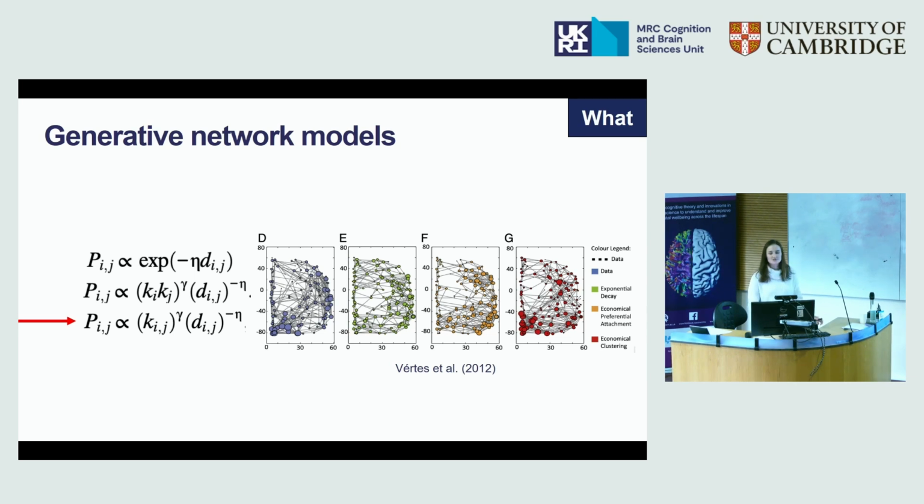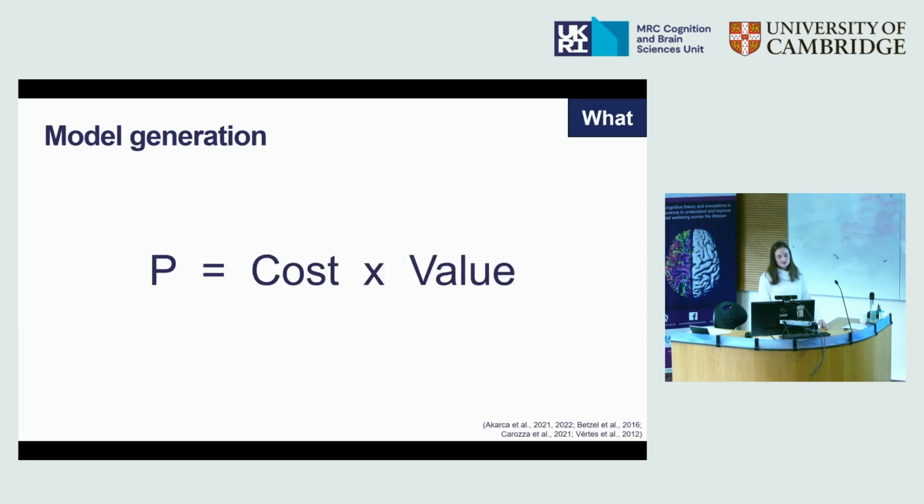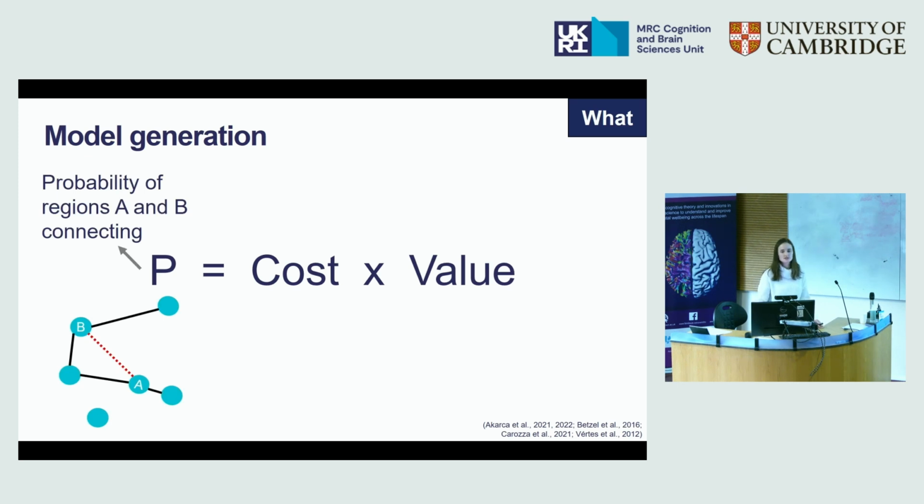And so I'll break down what this equation is, because it's actually a fairly simple concept. Essentially, this equation is determining P, the probability of two regions connecting. So for example, in this network, it could be A and B. And that is a trade-off between the cost and the value of that specific connection. Cost, as I've been mentioning, is related to distance, because the longer range connections are more metabolically costly to form. And so this equation is going to penalize long range connections.